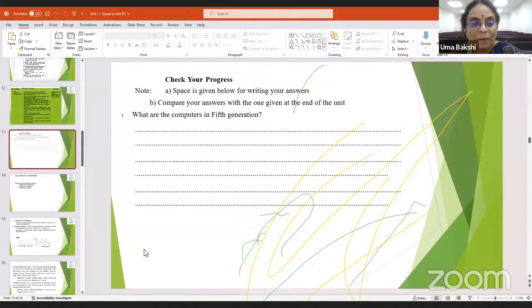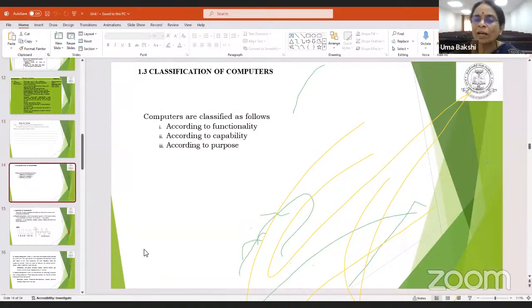So this is about the first part of the computers. Then let's see what are the classifications of computers. We have different types of computers, based on the functionality, capability, and purpose. Functionality in the sense for what purpose I'm using the computer, what is my output, what do I want, so that I can have that kind of computer.